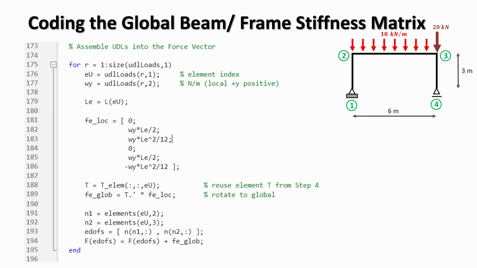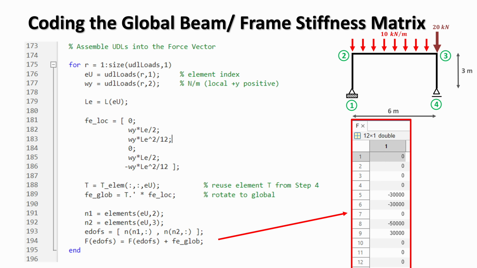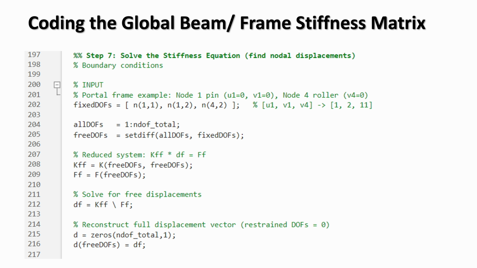And in this part, we assemble the uniformly distributed loads. These are rotated into the global coordinate system and added to the force vector in the correct locations. And this leads to the following final force vector for this example, including both the UDL and the point load at node 3. Now to the new bit.